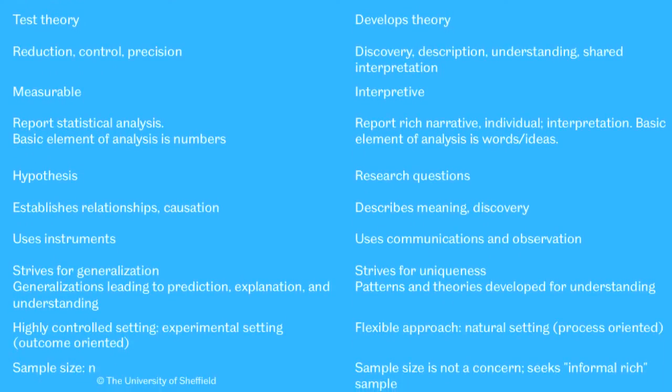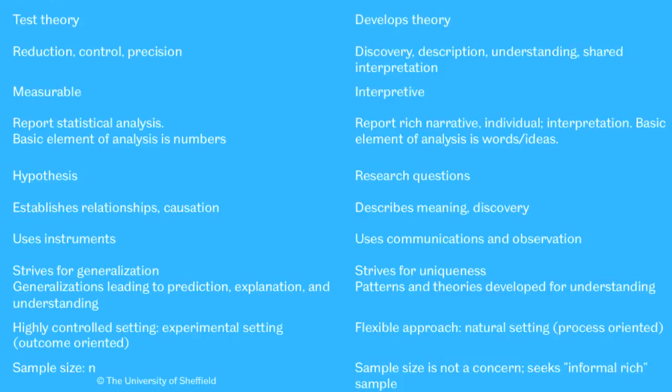In quantitative research, we strive for generalization. So we have a sample and we want to generalize from that sample to the population at large. And we want to do that because we want to predict or explain something. Whereas qualitative research is usually about uniqueness. So we're interested in understanding differences between people, but these are often small numbers of people because we want depth and understanding and interpretation. We're not attempting to generalize from those people to a wider population.